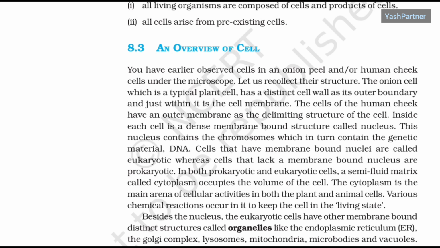Inside each cell is a dense membrane-bound structure called the nucleus. This nucleus contains the chromosomes, which in turn contain the genetic material, DNA. Cells that have membrane-bound nuclei are called eukaryotic, whereas cells that lack a membrane-bound nucleus are called prokaryotic. In both prokaryotic and eukaryotic cells, a semi-fluid matrix called cytoplasm occupies the volume of the cell. The cytoplasm is the main arena of cellular activities in both the plant and animal cells. Various chemical reactions occur in it to keep the cell in the living state.